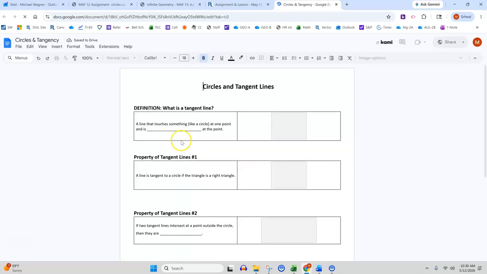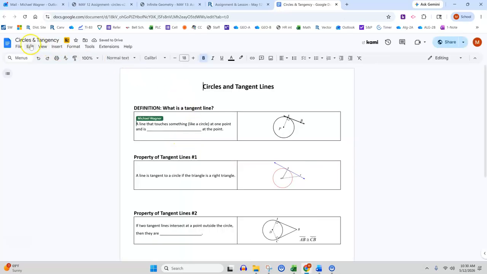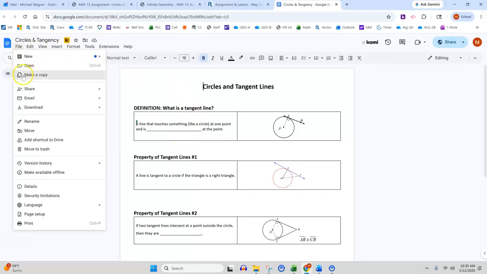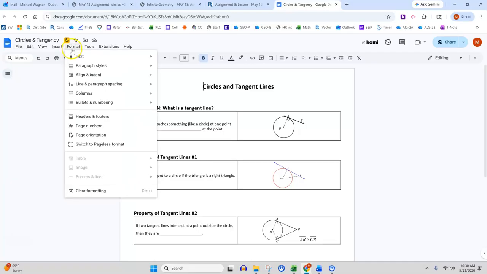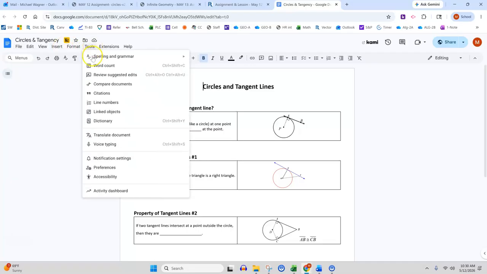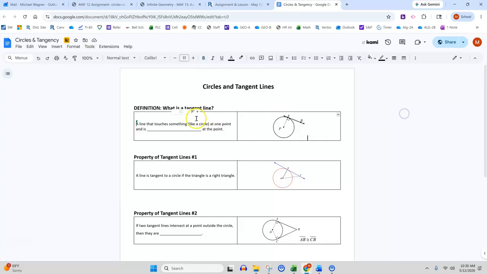So click on this, and then when you do it, if you want, you can go to File, make a copy, and then you can do the translation. So make sure you do that so you can translate all this stuff here, okay?